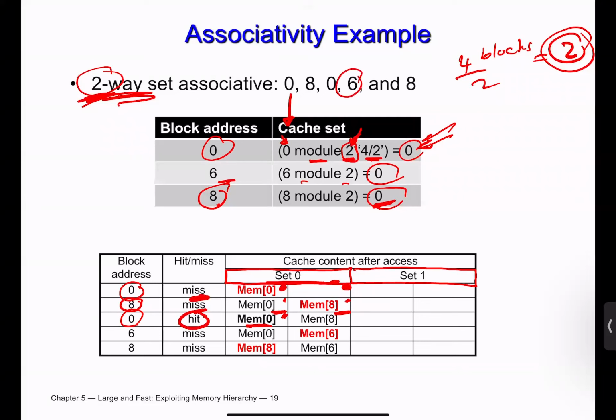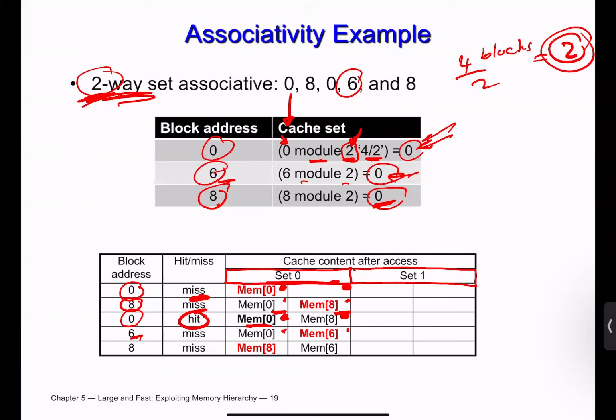Then 6, where is 6? 6 is in set 0 again. So I will look here and here. I didn't find memory of 6. I found earlier memory of 0 and memory of 8. So I miss. I will go to bring memory of 6, and I need to allocate memory of 6 in either the right location or the left location. Or in another sense, I need to override either memory of 0 or memory of 8.